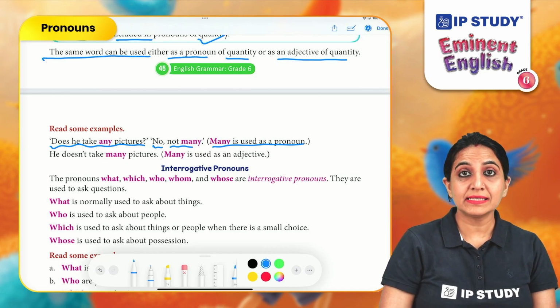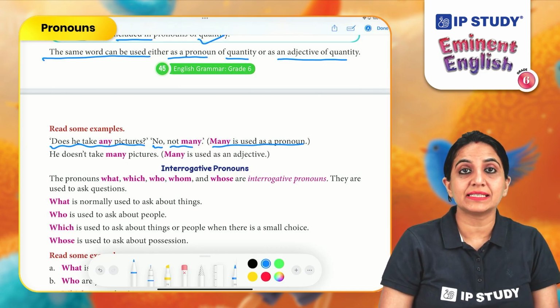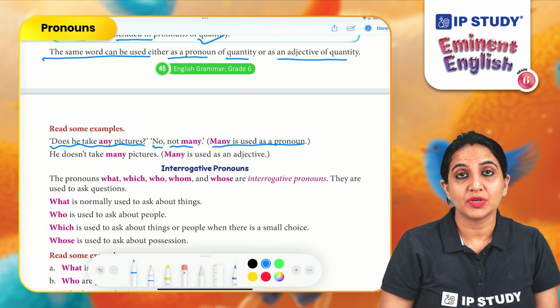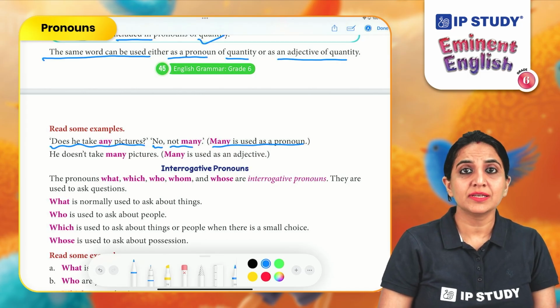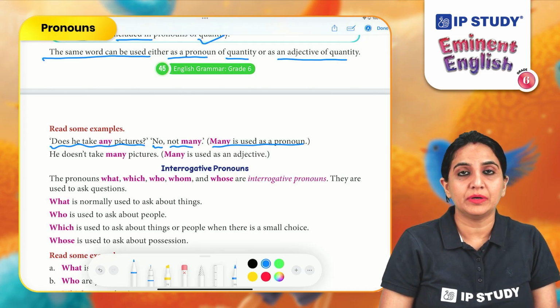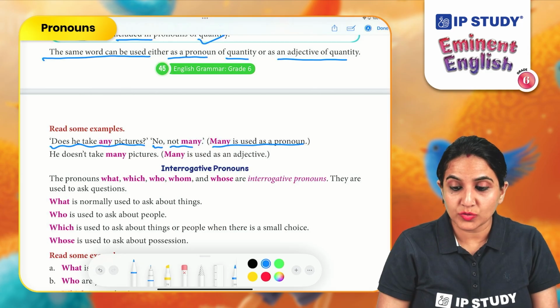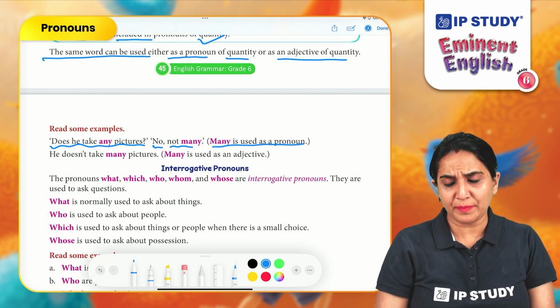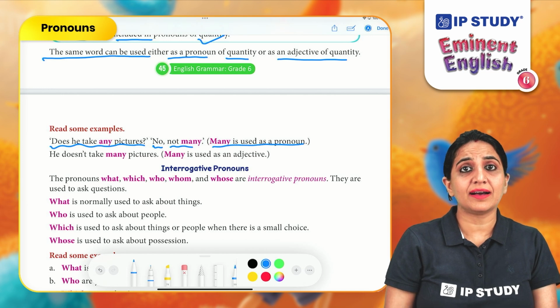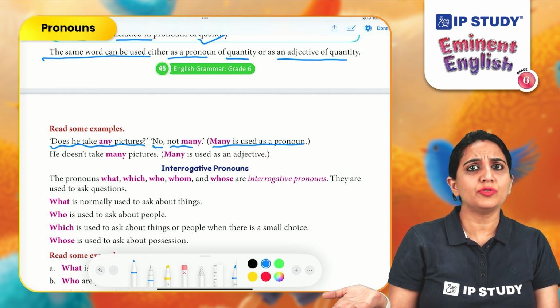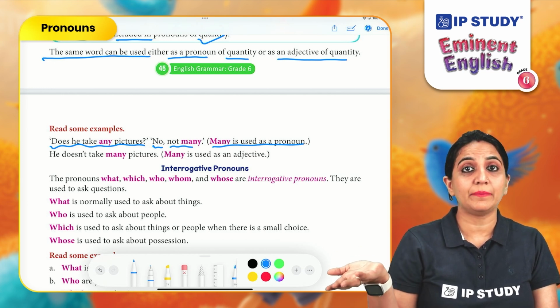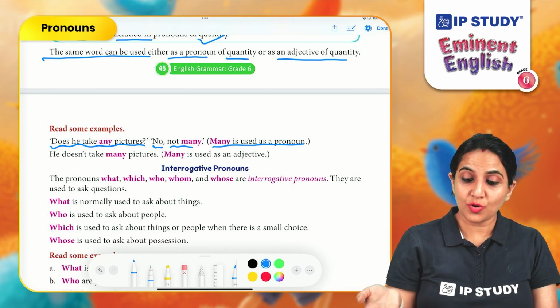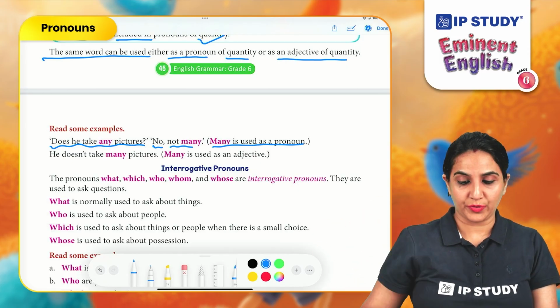Now, in this question, any is describing take pictures. Any pictures? So when it is describing a verb, that means it can also be called an adjective of quantity. No, not many. Now in this sentence, they are just stating no, not many, because they are describing the noun pictures. So many is used as a pronoun.